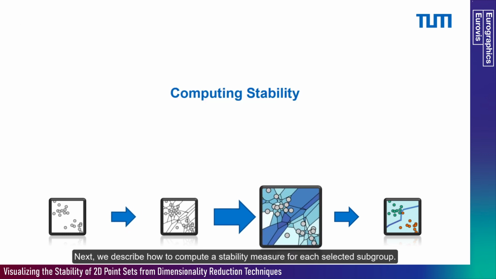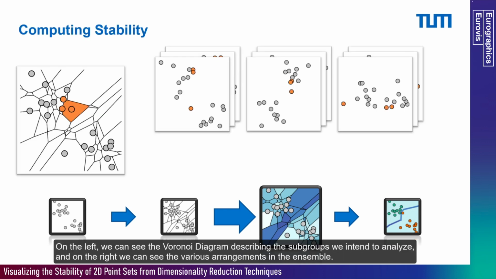Next, we describe how to compute a stability measure for each selected subgroup. On the left, we can see the Voronoi diagram describing the subgroups we intend to analyze, and on the right we can see the various arrangements in the ensemble.